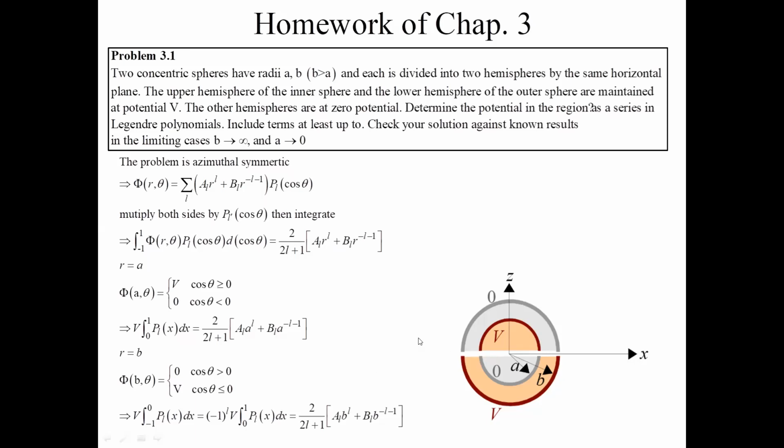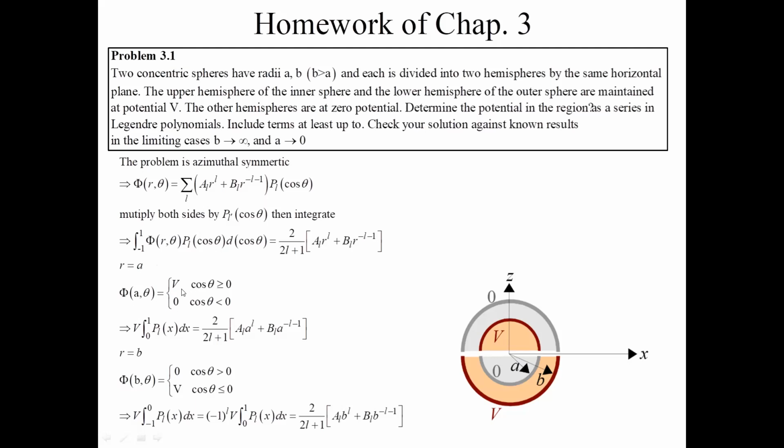And by azimuthal symmetry, we know that the general potential field can be written in this form, the same as what we used in the lecture notes. Then, to apply the boundary condition, we first multiply by P_L' (cosine theta) on both sides, and then integrate to eliminate the Legendre polynomial term and get A_L and B_L.